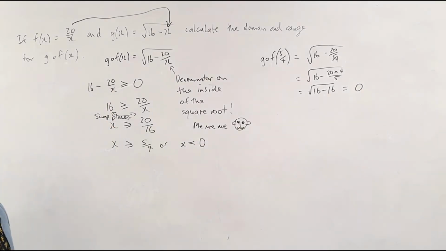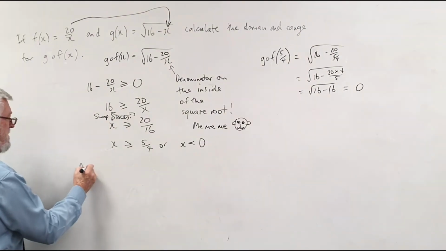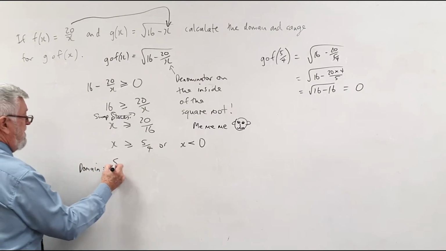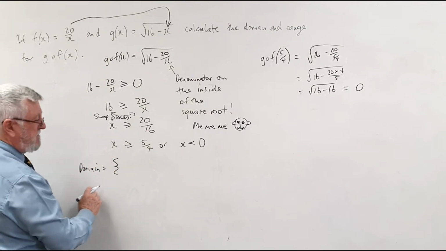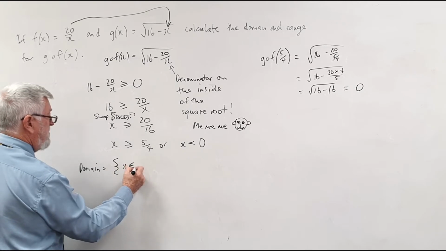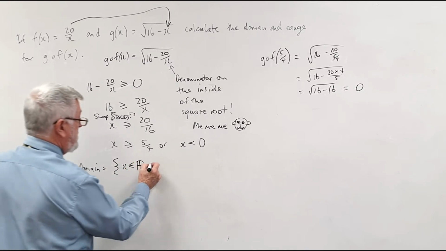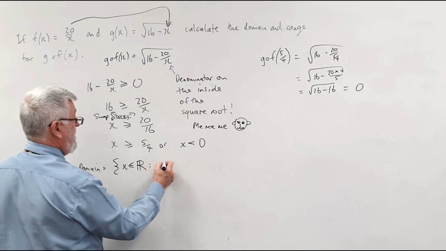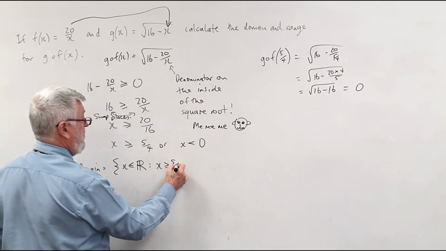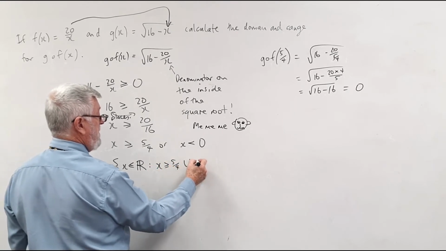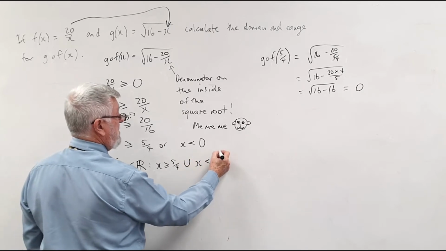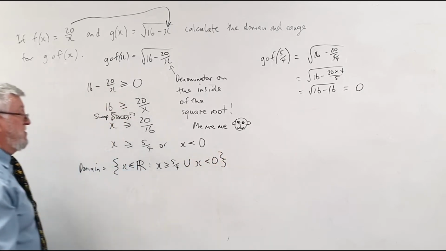Can't include 0, can you? No. The domain is not affected. The domain is the set of values for x that are elements of the reals such that x has to be greater than or equal to 5 over 4, or x is less than 0. So that's about as fussy as you can get.